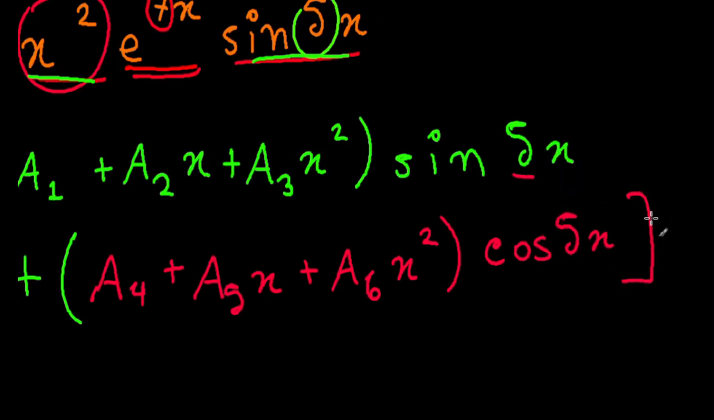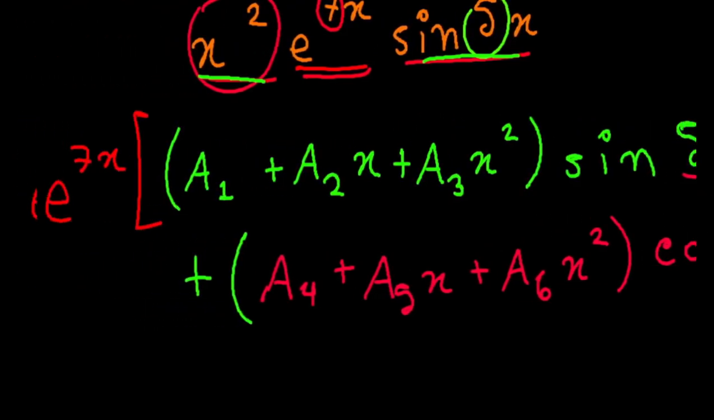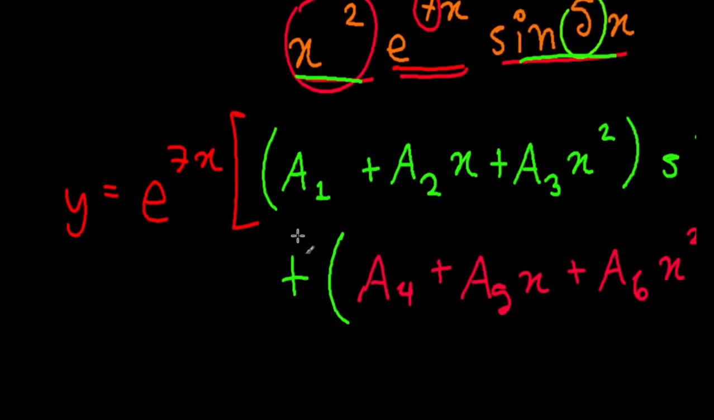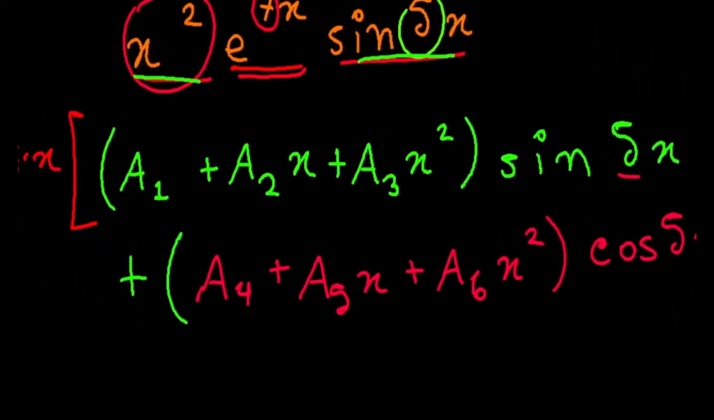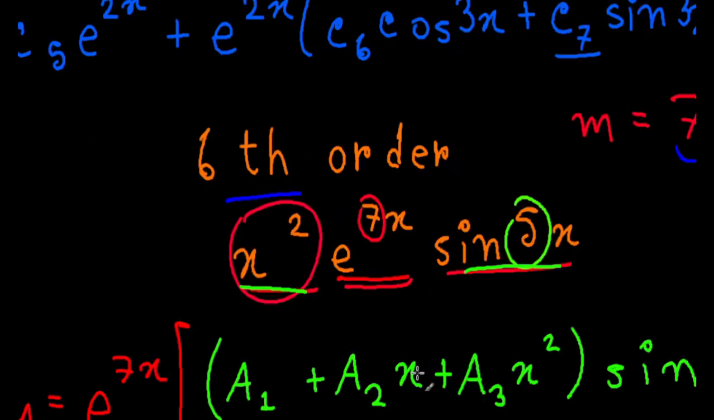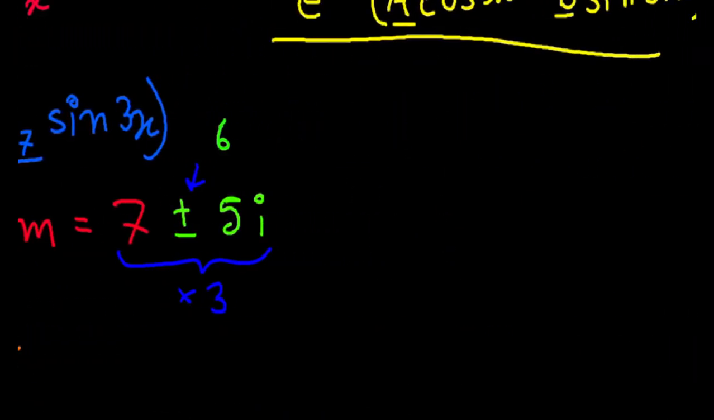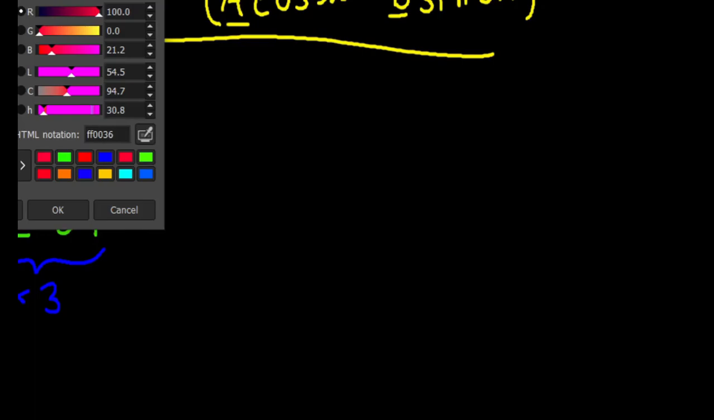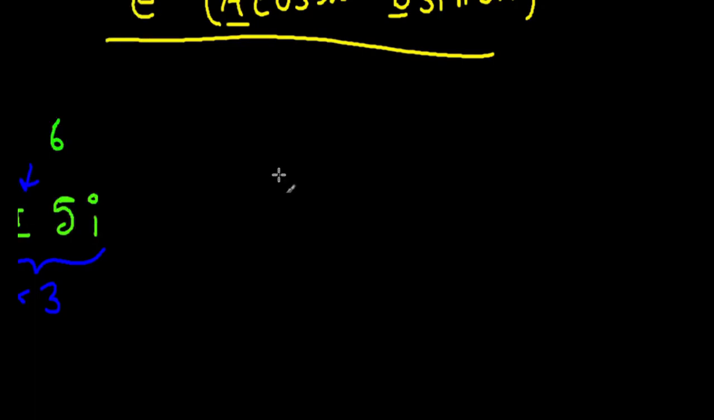All of this is multiplied, big square bracket, by e to the power 7x. So this is our general solution. Voila, we have solved it. Now, the very last thing we need to do in this video is to find our differential equation here.